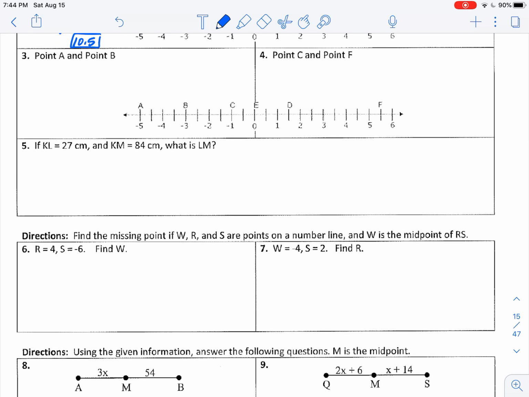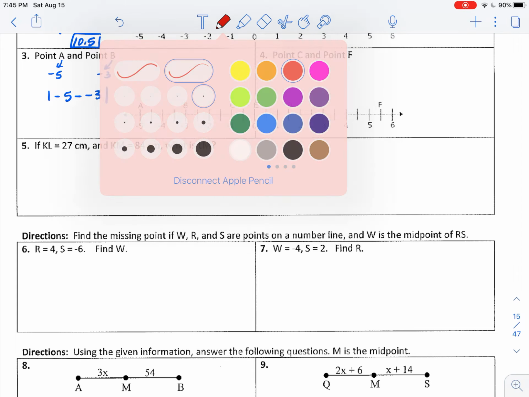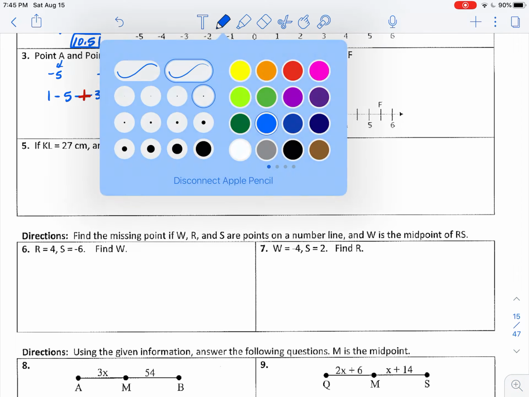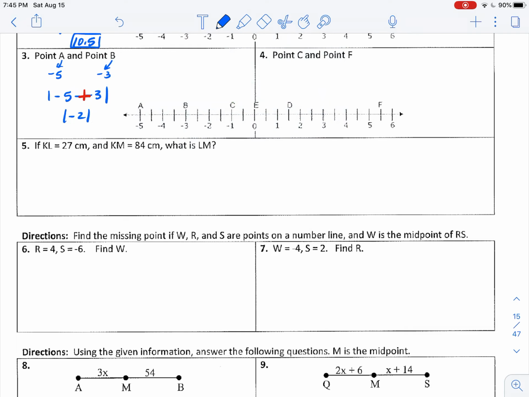All right, point A and point B. A is at -5. B is at -3. -5 minus -3. This time we have a double negative here, so that becomes positive. And so -5 plus 3 is -2, and the absolute value of -2 is, whoops, I don't need the absolute value bars, I'll just go ahead and box it. And let's just verify. So we're at -5, and we're going 2 units to the right, and we get to B.